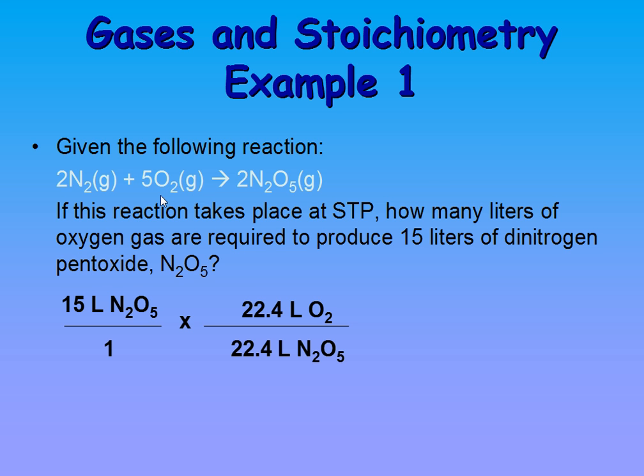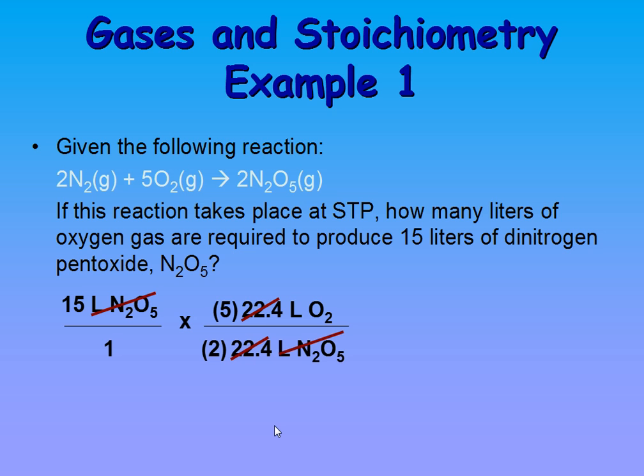And then we need coefficients. Oxygen, if we look up here, has a 5, while N2O5 has a 2. And so that's why we see the 2 going in front of N2O5 and the 5 going in front of O2. The liters of N2O5 cancel out, and if you look closely you can see that 22.4 also cancels out.